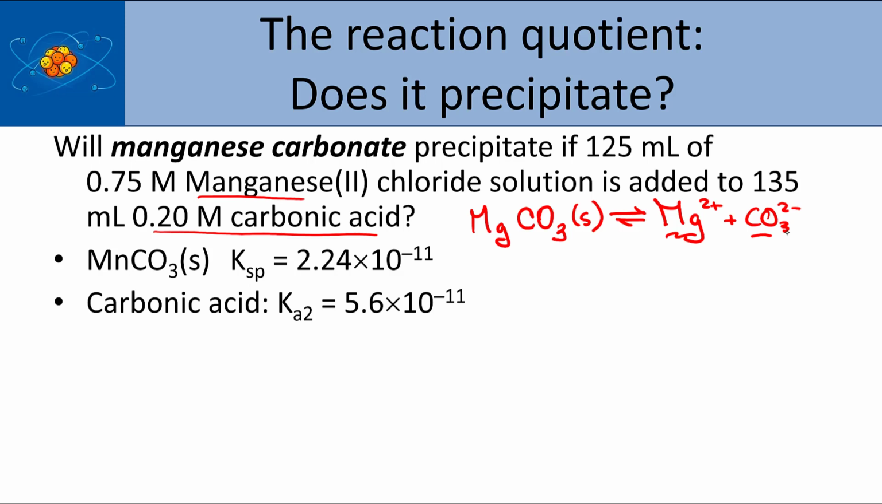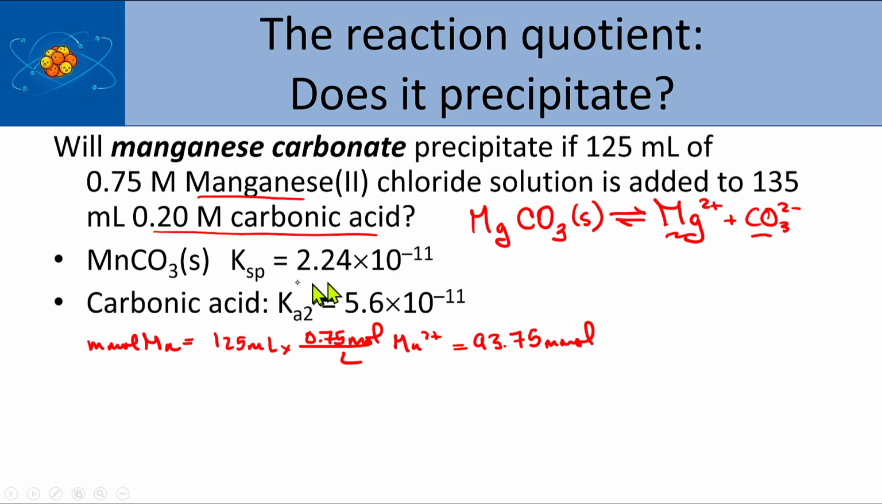All right, so the first thing we're going to do is figure out the molarity of the manganese ion, right? So I have 125 milliliters of 0.75 molar manganese. So the millimoles of manganese will be 125 milliliters times 0.75 moles per liter of Mn2+. This is what we're looking at. That's 93.75 millimoles.